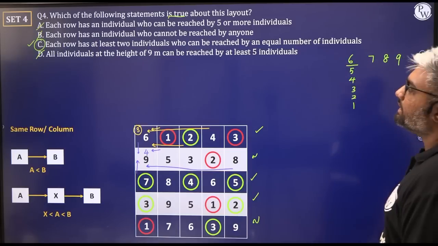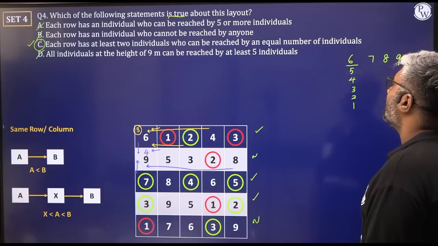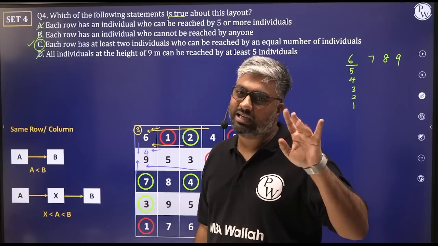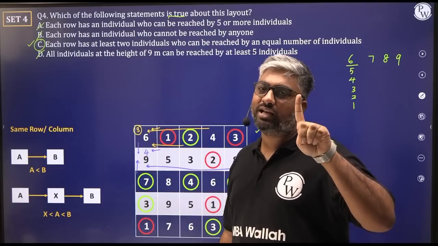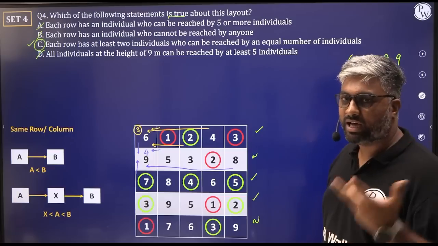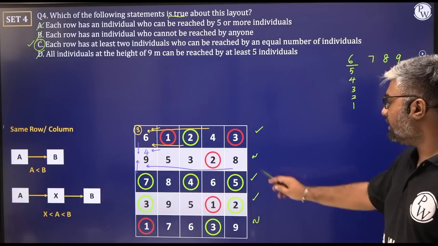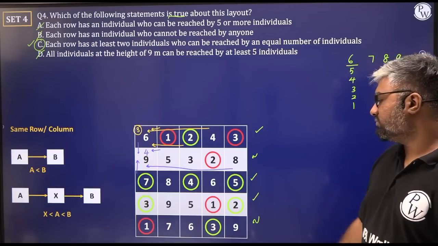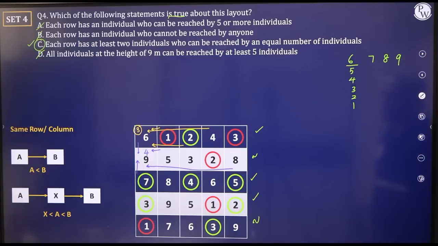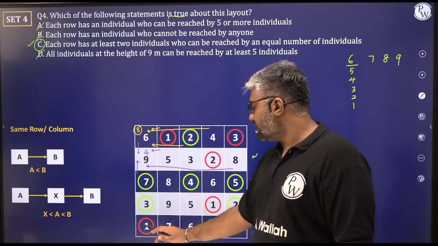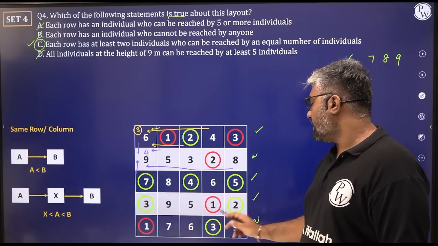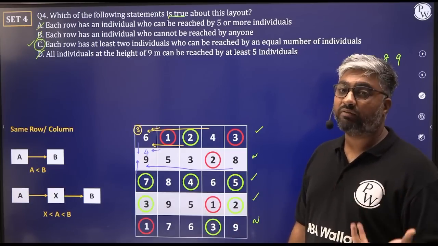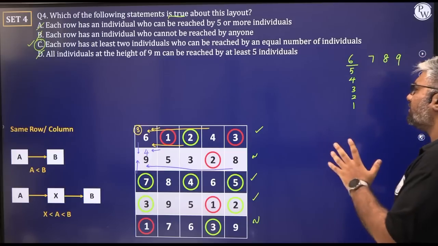Each row has at least 2 individuals who can be reached by an equal number of individuals. We did not check. Yeah, but out of 4 options, if 3 are incorrect, we are left with only 1. That has to be our answer. We did not check this row and this row. We should see that nowhere is there a 1 or 0. So we have to look at all the numbers and see if we can make out at least 2 terms that have an equal number of reachability. But we're not going to get into that, right?